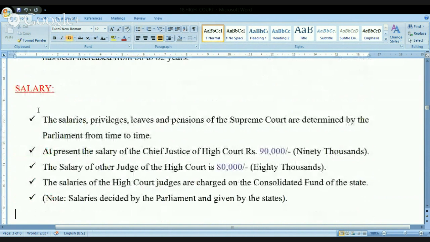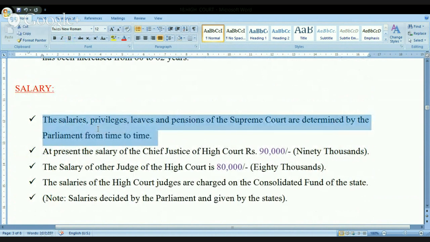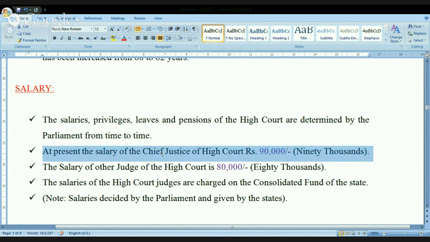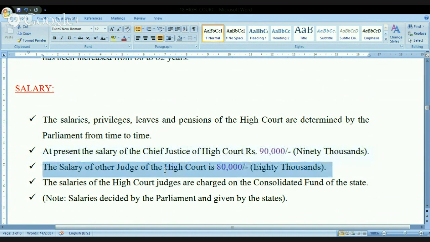Next one. When it comes to the salary, privileges, leaves and pensions of the Supreme Court, they are determined by the Parliament from time to time. In a similar manner, I think here I should write High Court, please. High Court are determined by the Parliament from time to time. And right now, the salary of the High Court Chief Justice is 90,000 rupees, and that of other judges is 80,000 rupees. Everything is decided by the Parliament. But they are charged on the consolidated fund of the state.